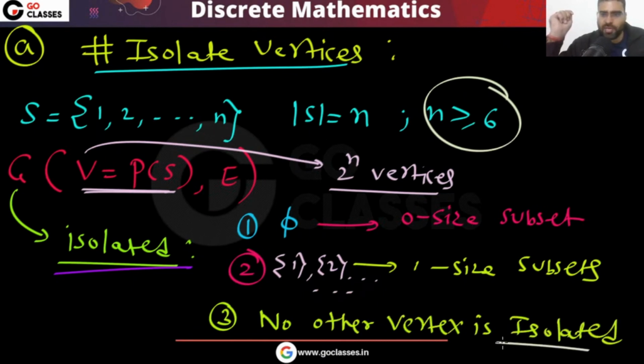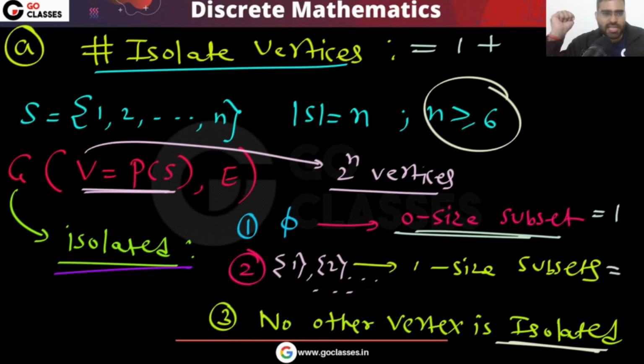No other vertex will be isolated. So finally, your answer will be how many isolated vertices? The 0 size subset will be 1. So that is 1.